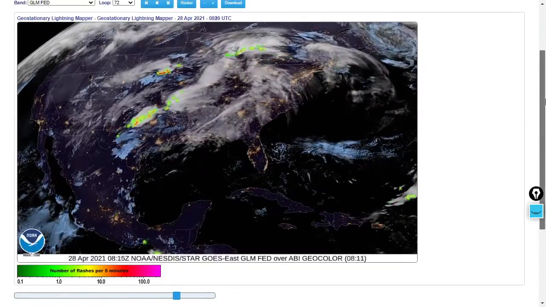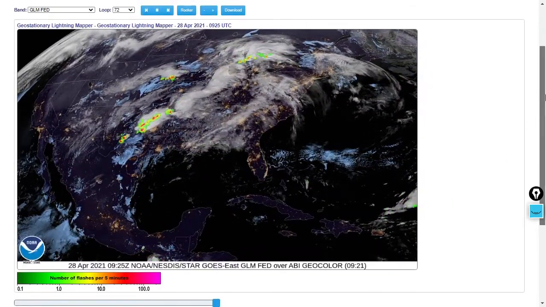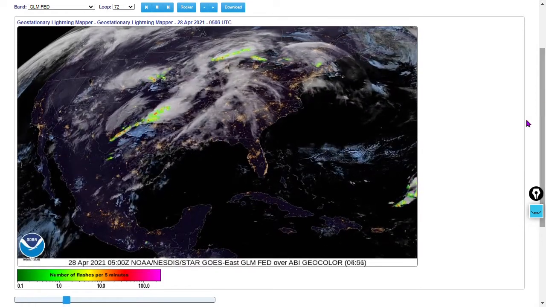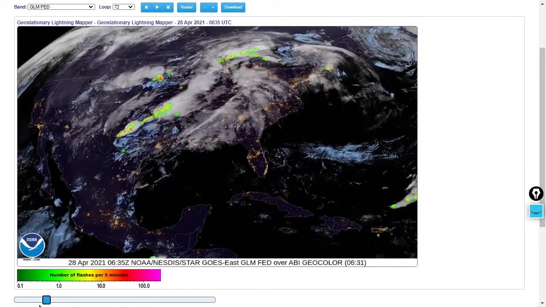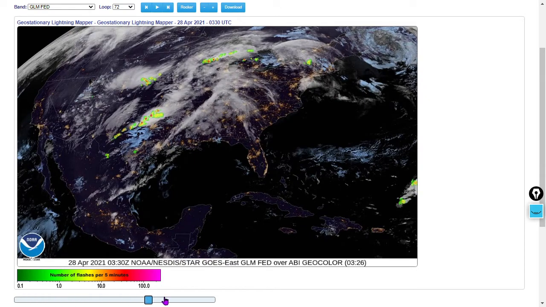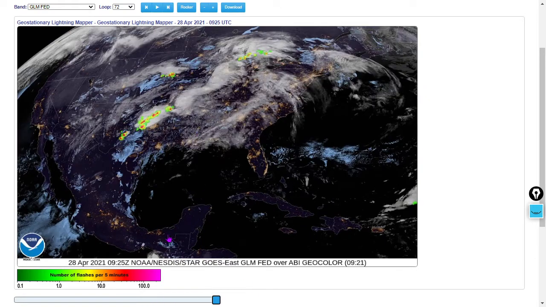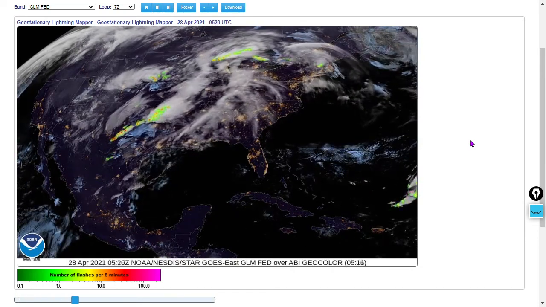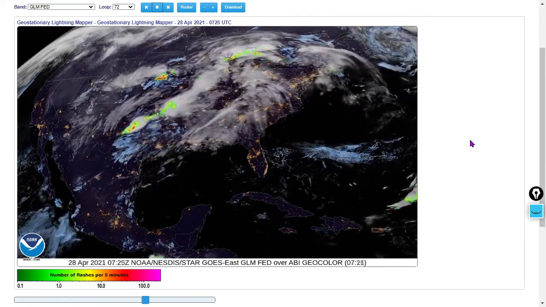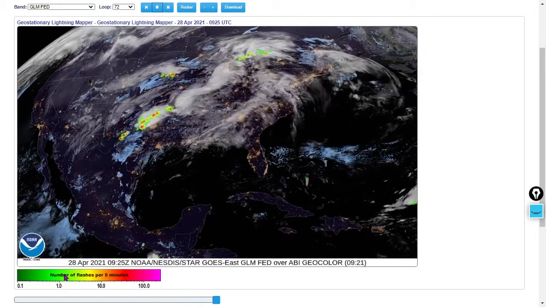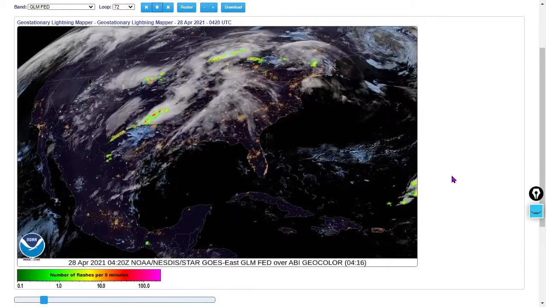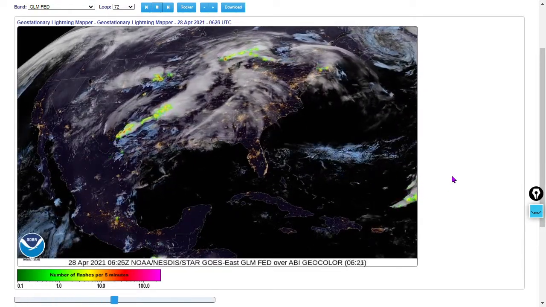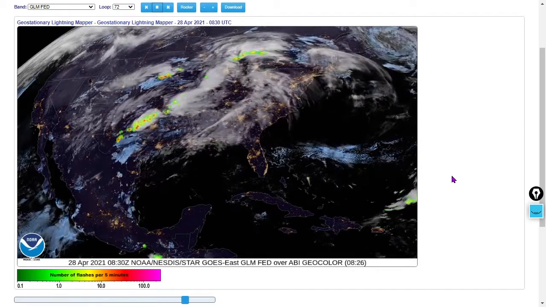So here's the NASA GOES lightning mapper. And I think we're looking at about 6 hours here, from 3:30 to 9:25. So 6 hours of data there. The NASA GOES lightning mapper. And I included the scale down here to show you the scale, which is indicating number of flashes per 5 minutes.